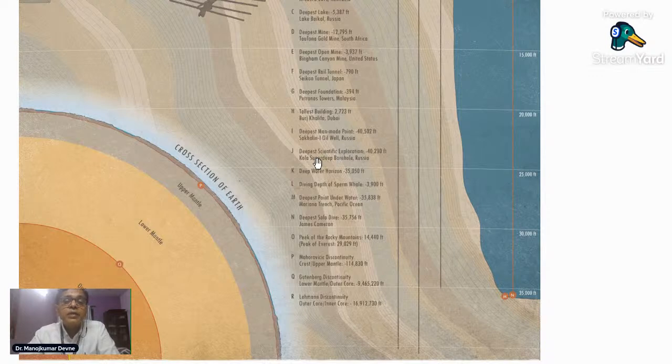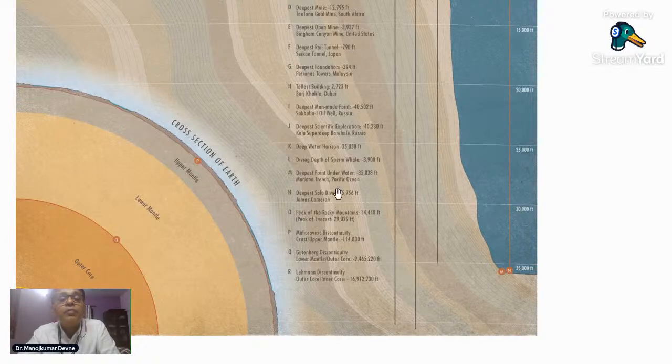And then the deepest scientific exploration, this one here, is a bit deeper than that, this is 40,230 feet as such. This was again a borehole which the Russians tried during the Cold War. The Cold War was not only a war between Russia and America, the USA, in the military sense, but you'll see that in scientific explorations and advancements, they tried to outcompete each other. So this was one of those experiments which happened during that particular time. Deepwater Horizon is 35,000 feet here.